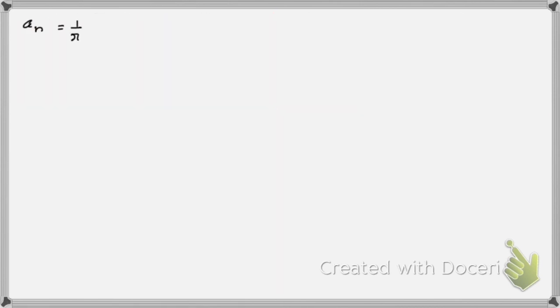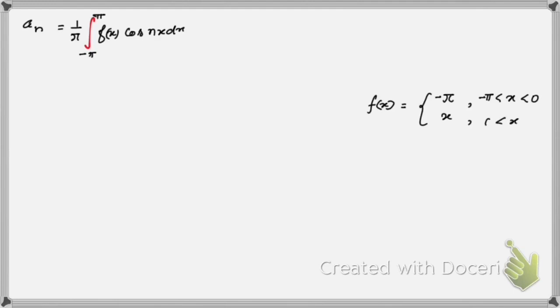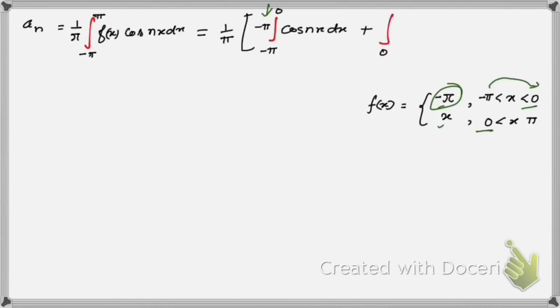So an is 1 by pi, integral from minus pi to plus pi, f of x cos nx dx, right? So again, let me write the function here. This is the function which is discontinuous at 0, right? So at 0, this is the boundary line where we are getting two different values of the function. So 1 by pi, minus pi to 0, here f of x is minus pi, so we have minus pi written outside the integral as it is constant, then cos nx, plus the integration from 0 to pi, where the function is x, so x cos nx dx, right?